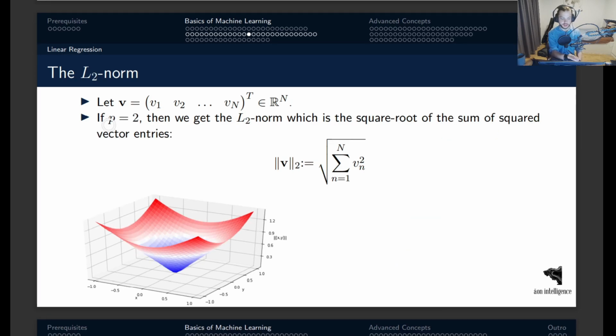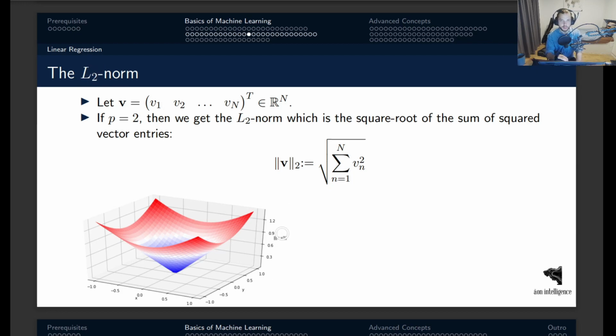Another really common case is for p to be equal to 2, and this leads to the so-called L2 norm. This is the square root of the sum of squared vector entries, right? So the L2 norm of a vector v is defined as the sum of squared entries and then taking the square root of that. And again, I've prepared a 3D plot for you, this time for the L2 norm.